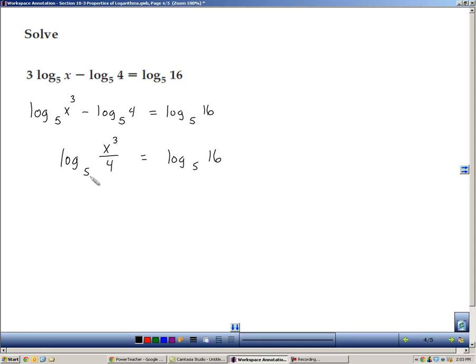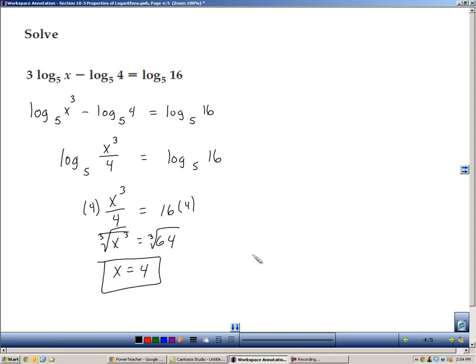Now I have log base 5 on the left, log base 5 on the right, which means the property of equality for logarithms says I can drop the logs and say x to the third over 4 equals 16. And now I can just solve for x. So x cubed equals 64. You can get rid of a cube by taking the cube root of both sides. And the cube root of 64 is 4, because 4 to the third power is 64. And so x equals 4.